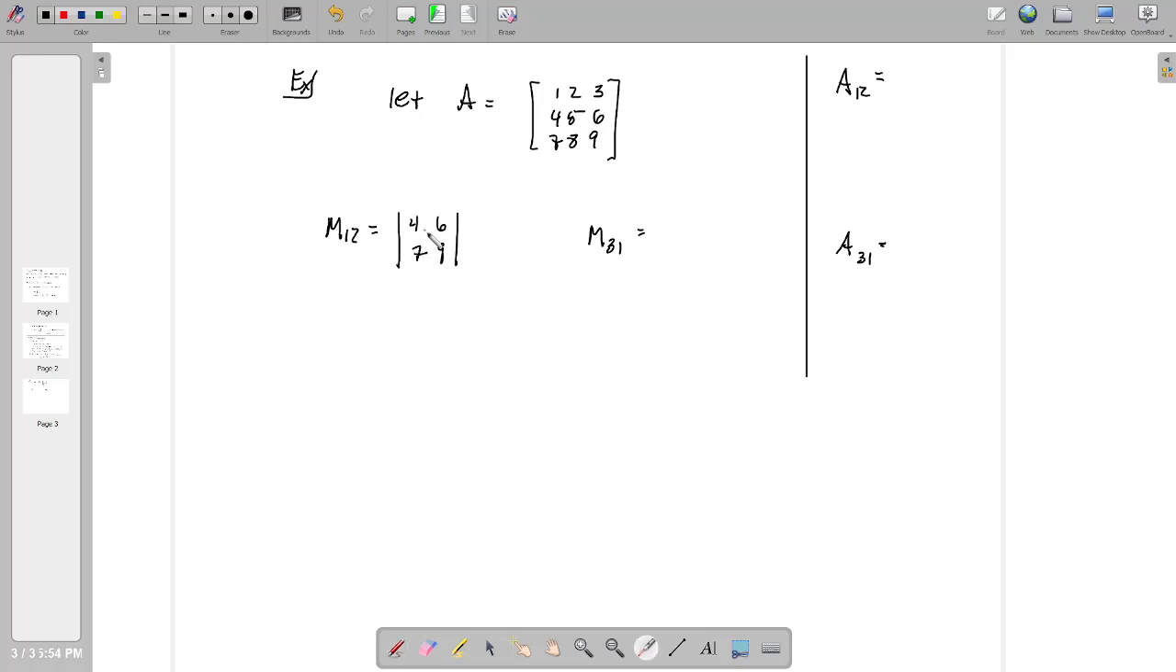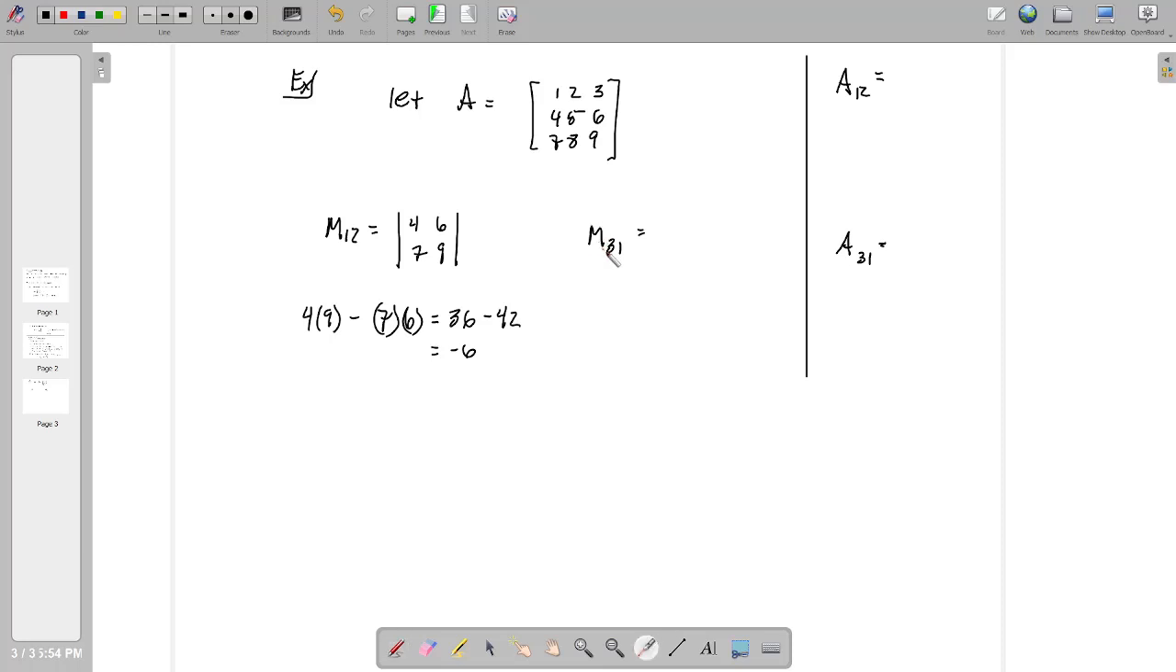Now we know how to find the determinant of a 2 by 2, so we do 4 times 9 minus 7 times 6. 4 times 9 is 36. 7 times 6 is 42. So we have a negative 6 as our minor.